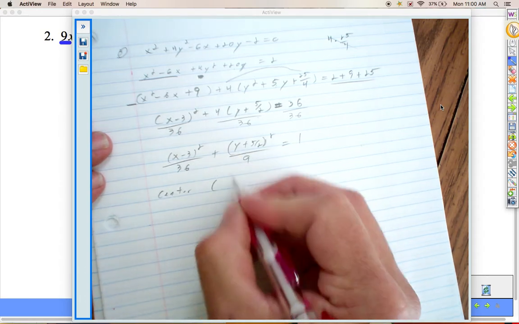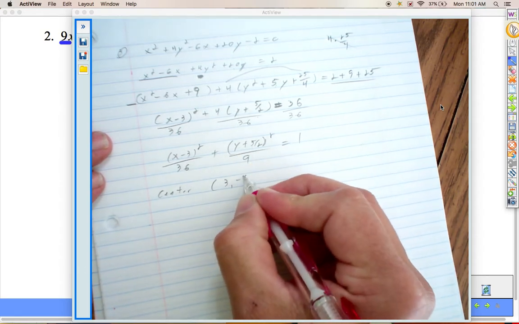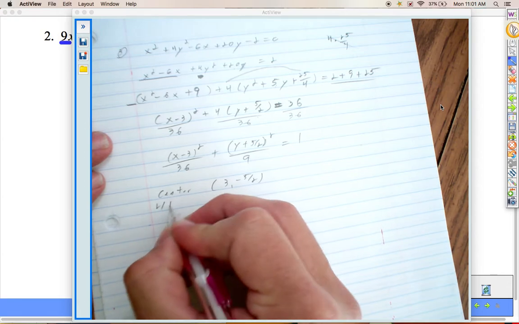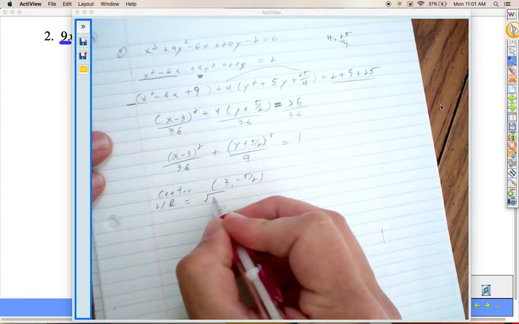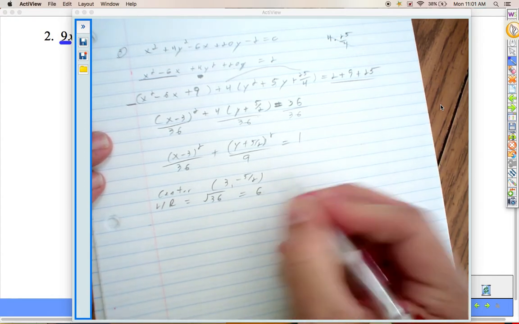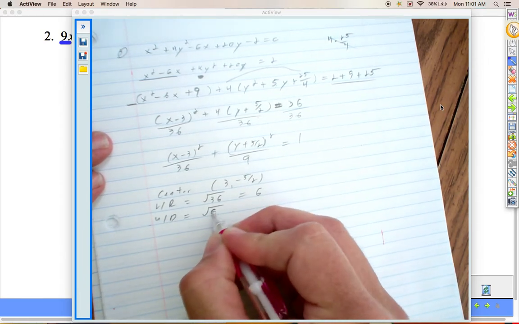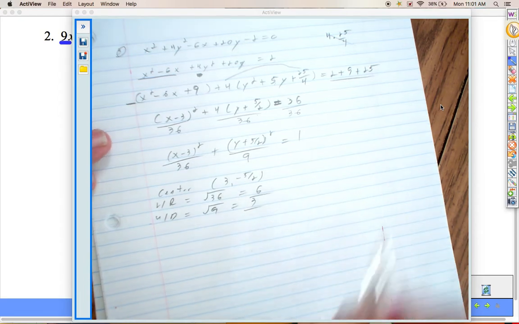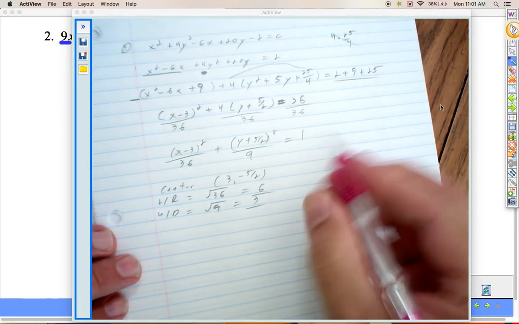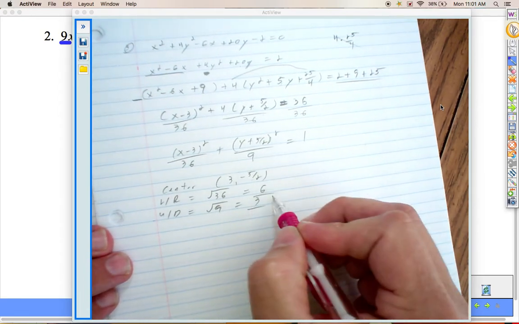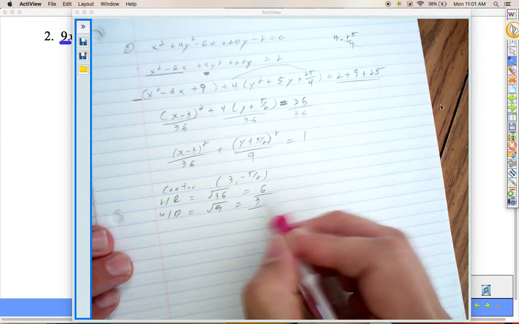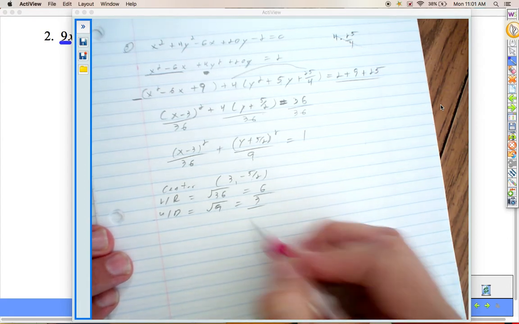Center: opposite, opposite. My left and right is going to be the square root under x, which is the square root of 36, which is 6. My up and down is the square root under y, which is the square root of 9, which is 3. We plot this point. We go left and right 6. We go up and down 3. Connect the dots.